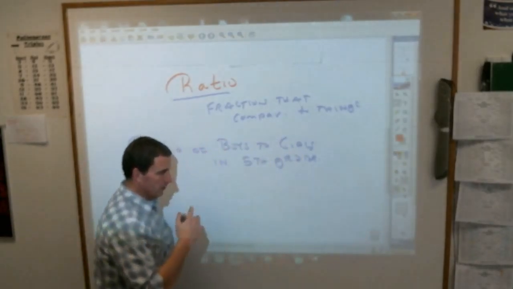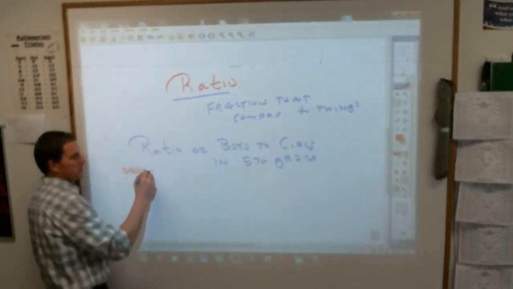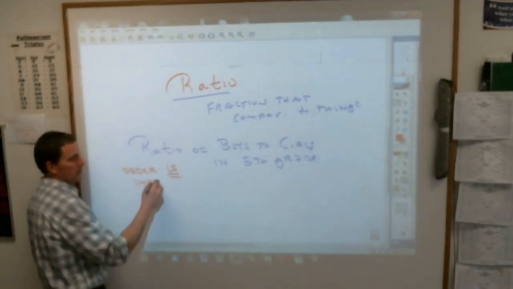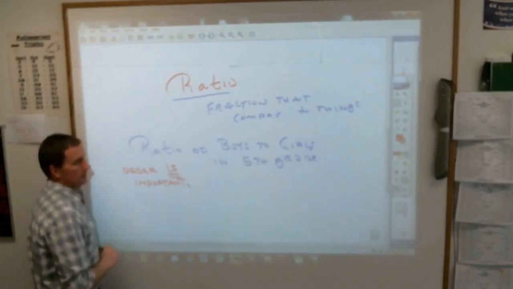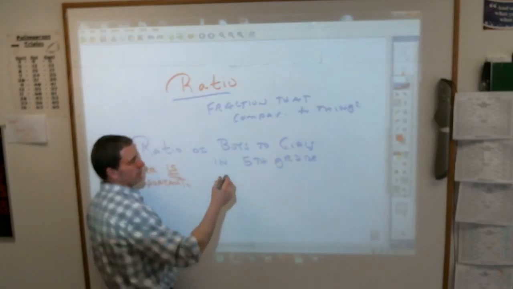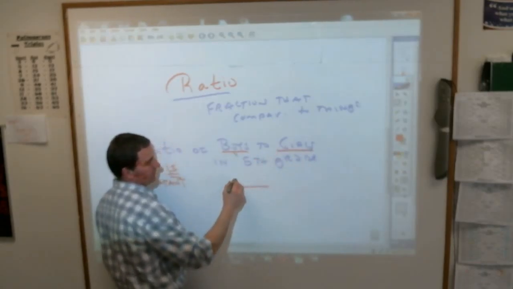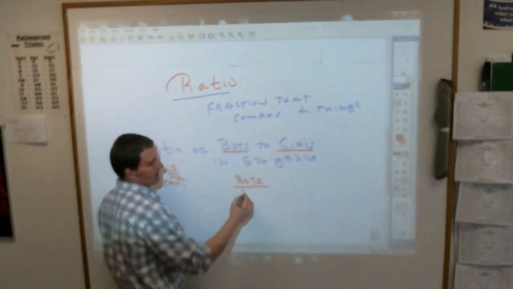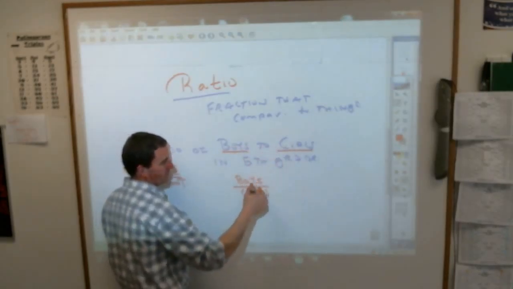And here's where you have to be careful because order is important, okay? If you are making this into a fraction form, it is boys to girls. The first one given has to be on top. Boys would end up on the top of the fraction, and girls would end up on the bottom. First one on top, second one on the bottom.